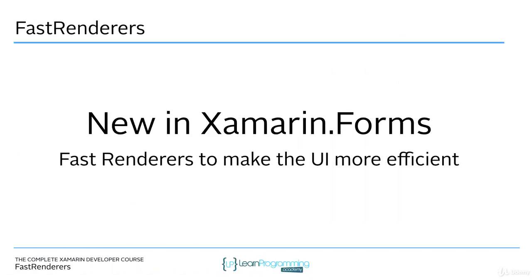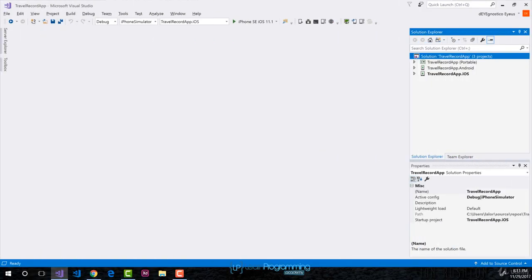So we've taken a very brief look at how these fast renderers are going to work on Xamarin Forms. Now let's jump over to Visual Studio and actually implement fast renderers into our Xamarin Forms application. So here in the Travel Record app, there are a couple of steps that I need to perform in order for it to start using fast renderers. It's going to be very straightforward, but it's important that we follow these steps.